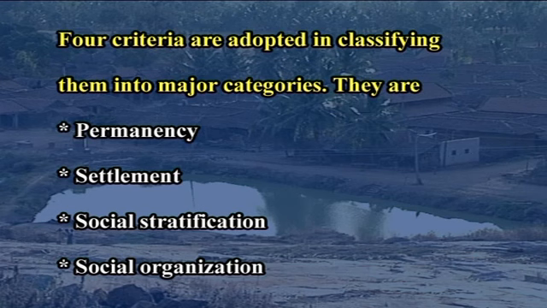There is considerable variation in the layout, distribution and internal structure of village communities. Four criteria are adopted in classifying them into major categories. They are permanency, settlement, social stratification and social organization.